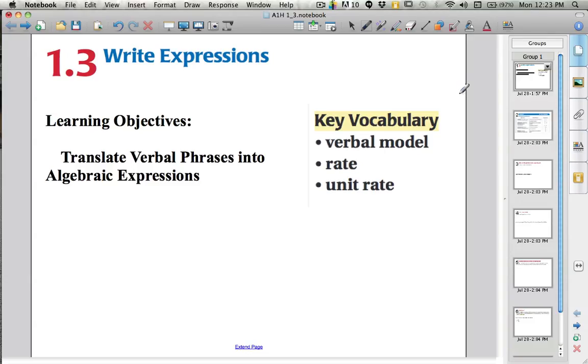In section 1.3, we're going to be working with writing expressions. What we want to make sure we're able to do is translate verbal phrases into algebraic expressions. When we're talking about verbal phrases, we're talking about descriptions of situations. And how do we turn that into math equations that we can use? Key vocabulary for this section is going to be verbal model, rate, and unit rate.